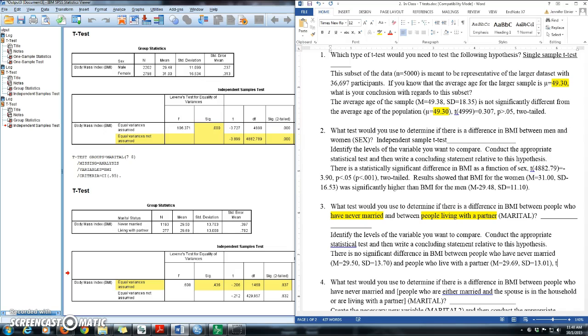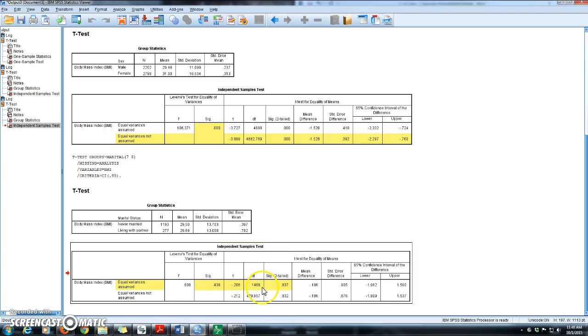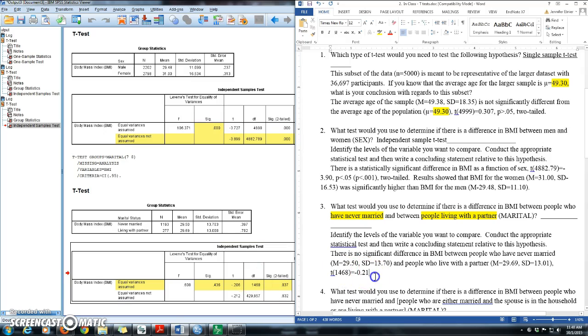And then I put t with 1468 degrees of freedom equals negative 0.21. You see this, right? Here's the degrees of freedom. Here's the t-value, right? And p is greater than 0.05. It's much greater, right? It's 0.837. And this was, of course, run as a two-tailed test. Okay, so there's our answer to that one.